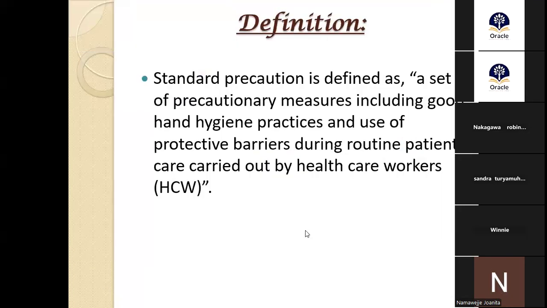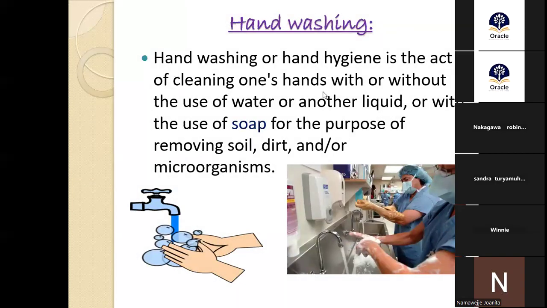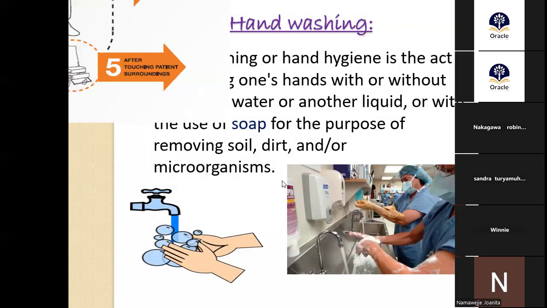Some of these you already know, like hand washing. A standard precaution is defined as a set of precautionary measures, including good hand hygiene practices and use of protective barriers, in routine patient care carried out by the healthcare provider. We normally do this: putting on gloves before you draw blood from the patient, putting on a mask if you go to a TB ward, putting on an apron if you're in the delivery room to prevent liquor from splashing on you. Those are standard precautions. Hand washing, you don't need to define, is one of them.